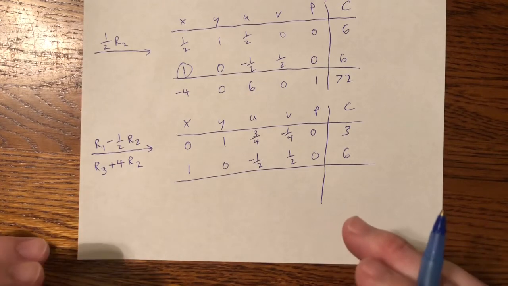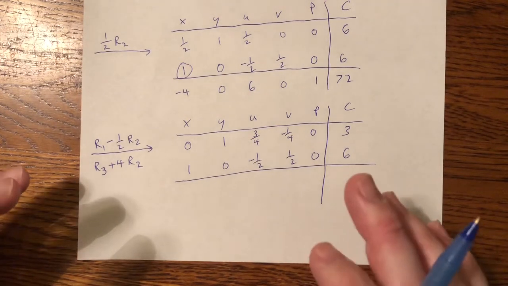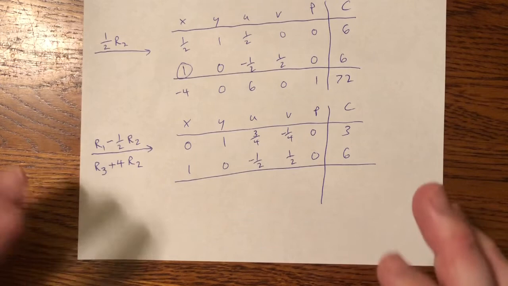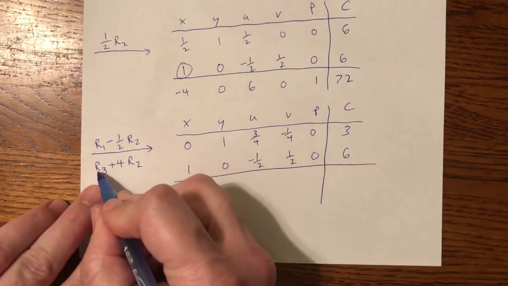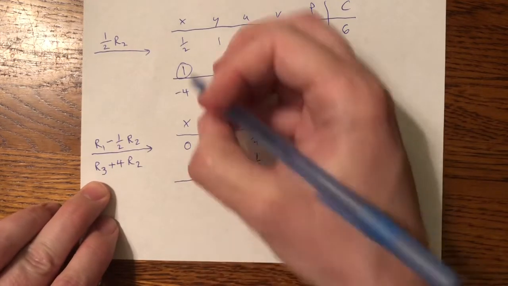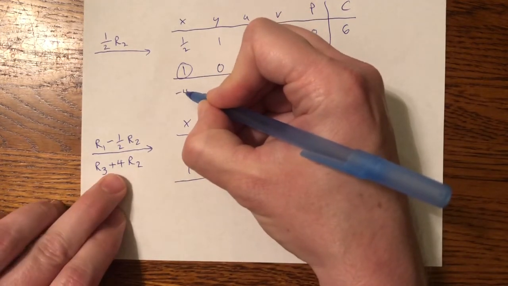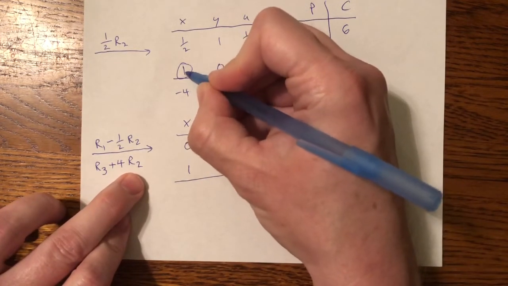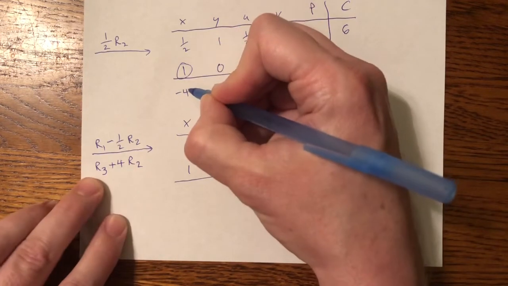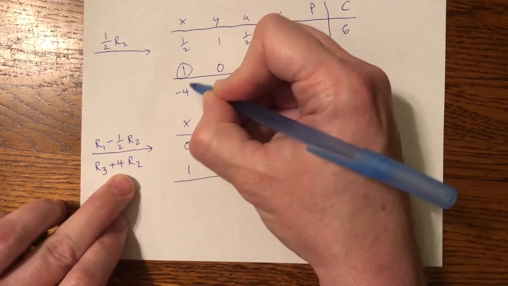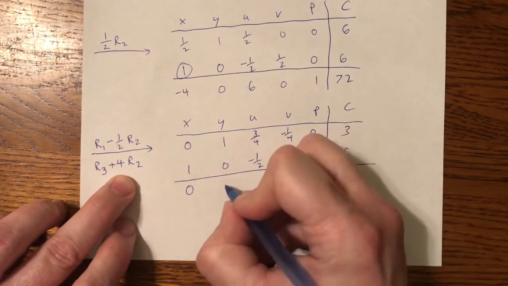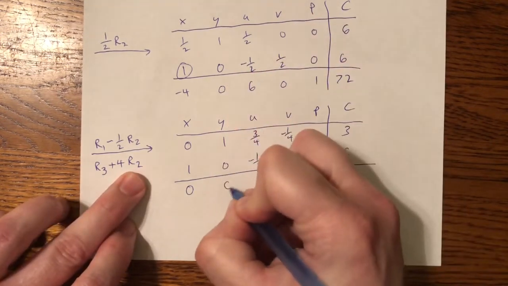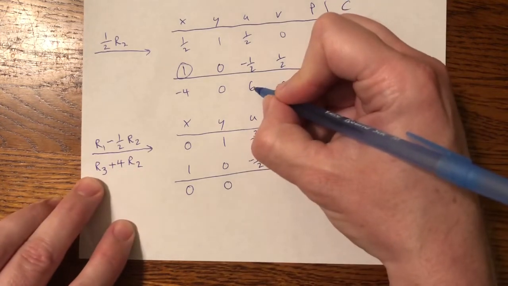But the biggest concept I'm trying to convey to you is the simplex method, trying to get you to understand this process. So let's perform this final row operation. -4 plus 4 times the entry in row 2, column number 1. So -4 plus 4 times 1. -4 plus 4, that's 0. 0 plus 0, 0. 6, right?